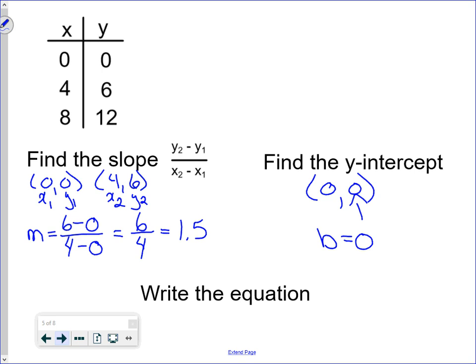So now to write the equation, again, we start with y equals mx plus b. We want to see the y in the equation. Our m is replaced by 1.5. This gets multiplied by x. And then we have our y-intercept, or the b value, of 0. So you don't need to put the plus 0 at the end of the equation. So y equals 1.5x is our final equation.